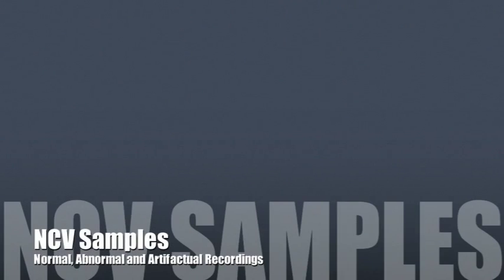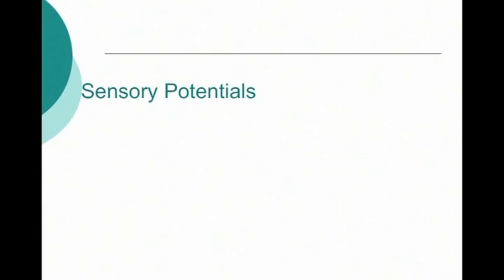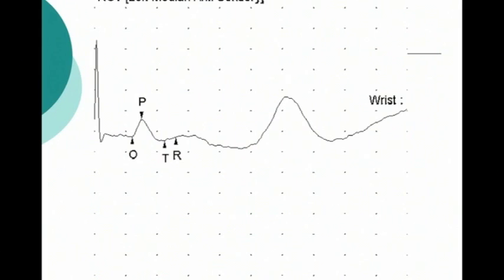And now let's look at some normal and abnormal nerve conduction samples. Let's talk about the sensory potentials. This is a very nice sensory potential here, the one that's surrounded by the O, P, T, and R. We'll talk about those a bit later. Usually you'll find the sensory potential in the second or third column.